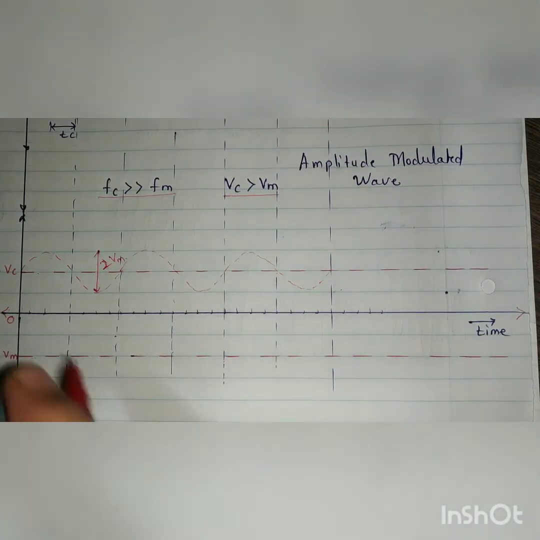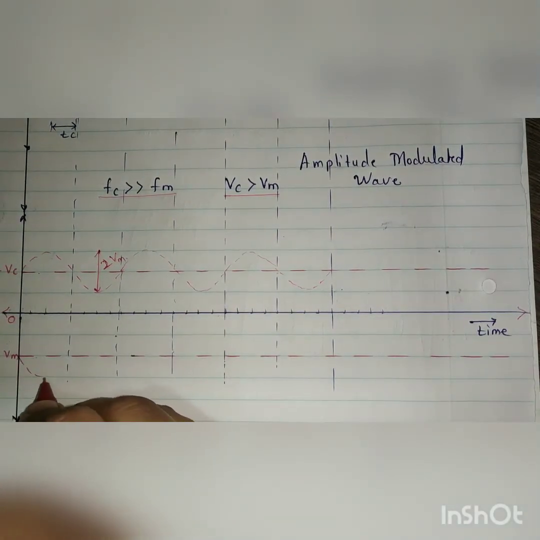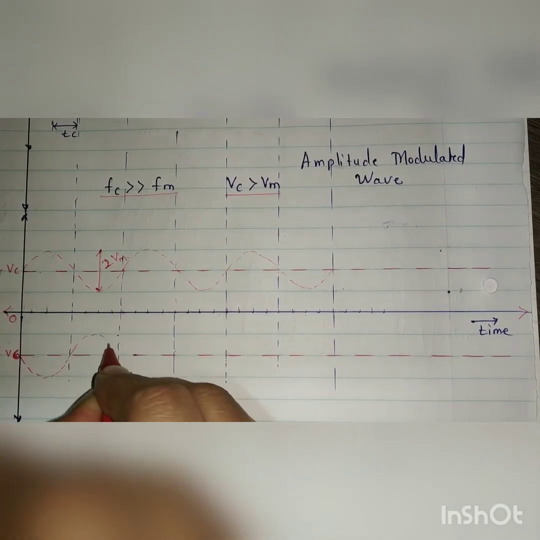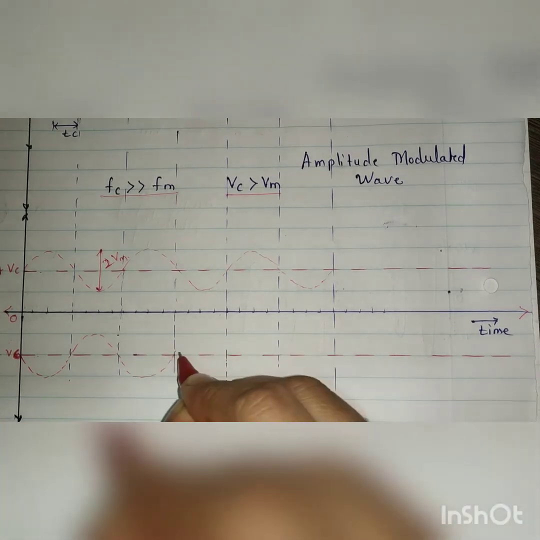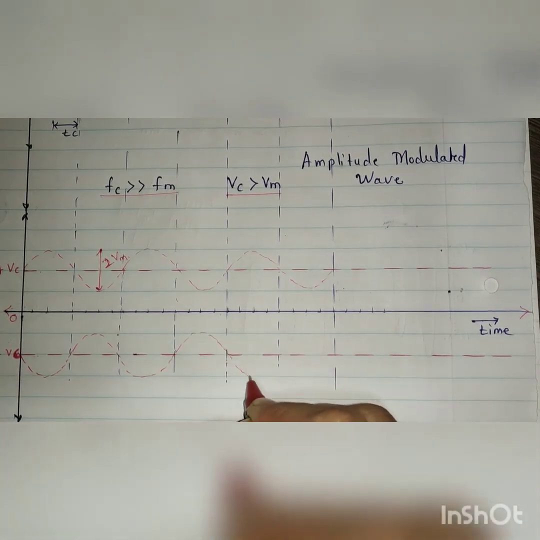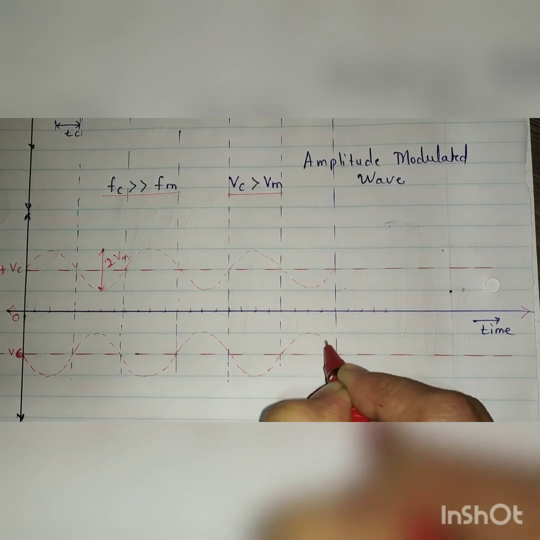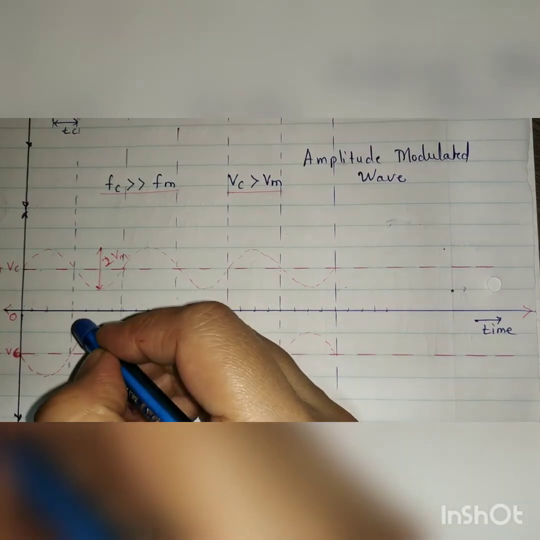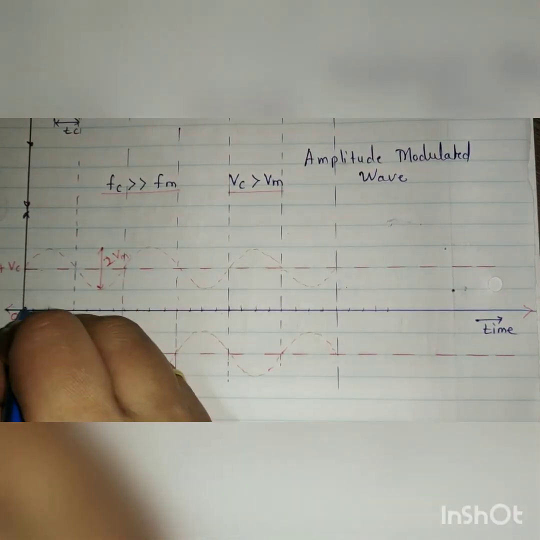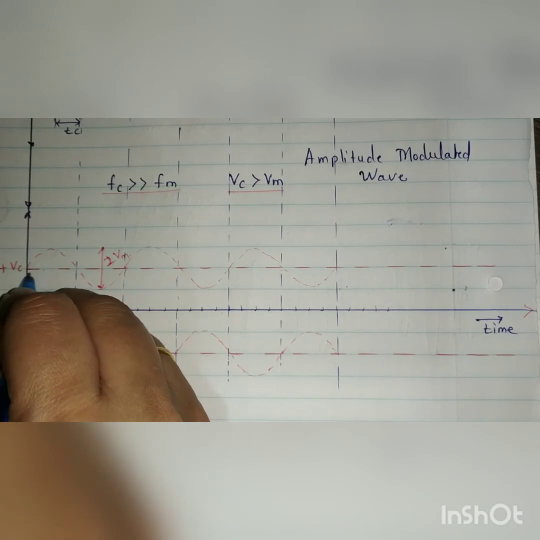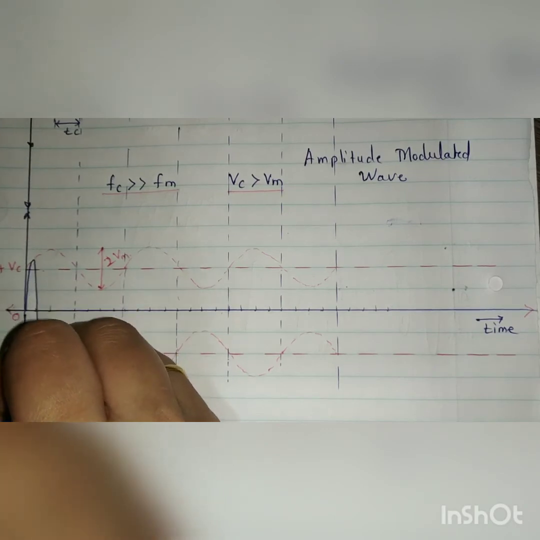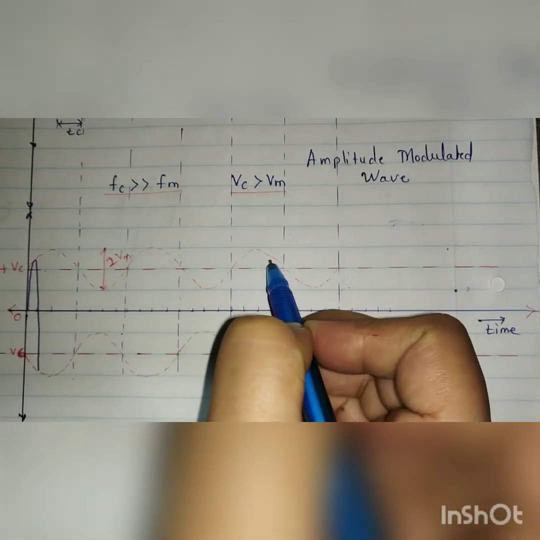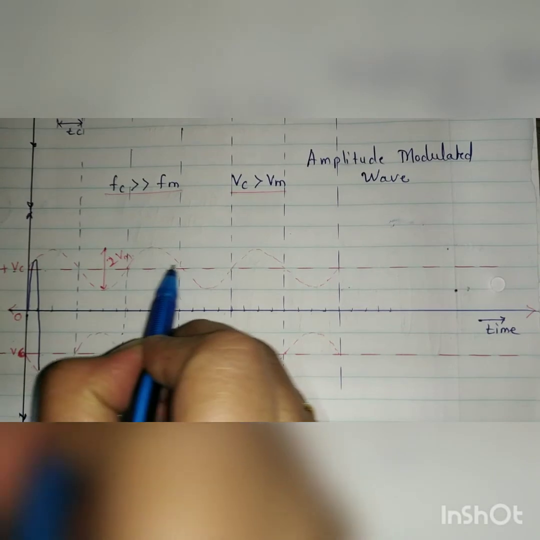On the lower side, inverted modulating signal with reference to minus VC line. So here I am going to draw inverted modulating signal with reference to minus VC line. Now I am going to draw carrier signal whose amplitude is going to change according to this modulating signal voltage. So already I have drawn dotted modulating signal voltage with reference to plus VC line.